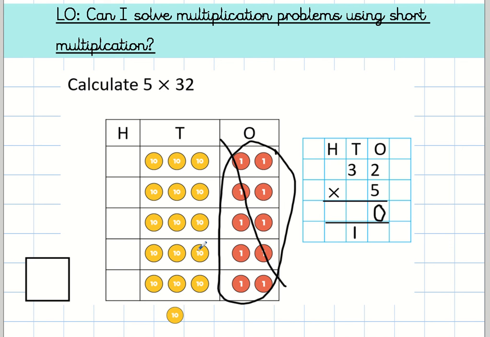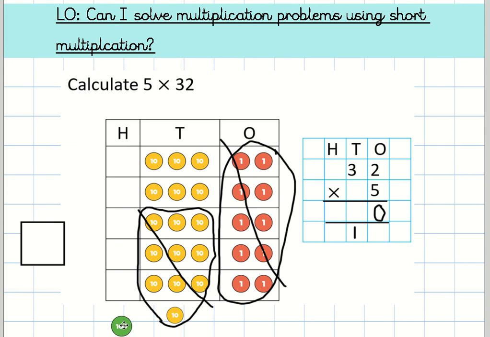But now we've got more than 10 tens. We've got, because we're doing 5 times 3, 3, 6, 9, 12, 15, plus 1, we've got 16 tens. So I'm going to need to exchange some tens for 100. How many tens are there in 100? There are 10. So I'm going to take 1, 2, 3, 4, 5, 6, 7, 8, 9, 10. And I'm going to take those and I'm going to exchange them for 100.